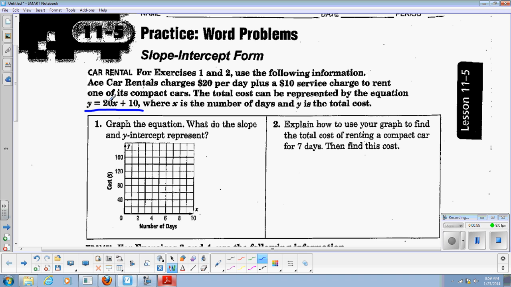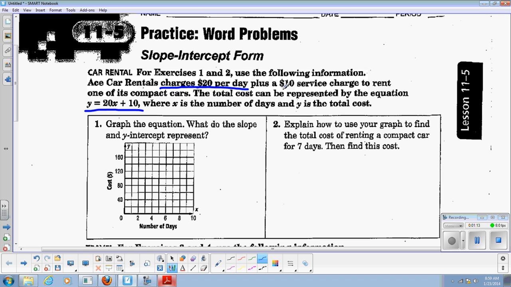The y equals 20x, and that 20, it tells you right here what it is. That's a charge of $20 per day. Now, is that my slope or is that my y-intercept? Look in your equation. What's right here? When you're next to the x, what does that 20 represent?